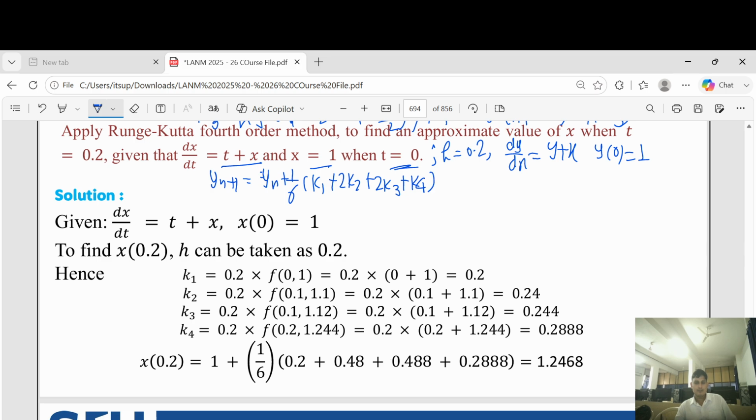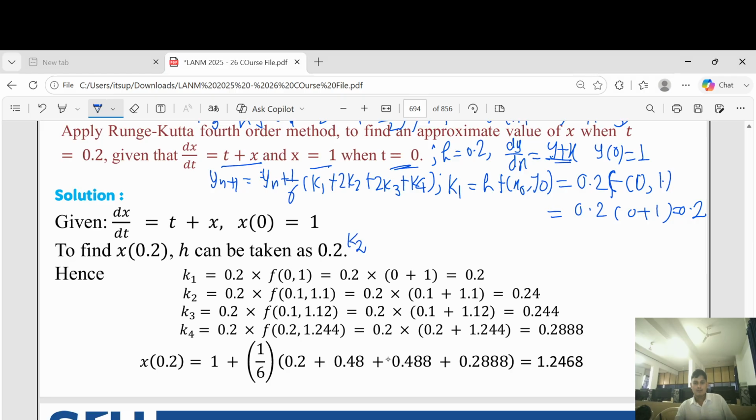Okay, so k1 is h of f of x naught comma y naught. So the h value given is 0.2. F of x naught comma y naught means x naught is 0, y naught is 1, so f of 0 comma 1. F of x comma y is given as y plus x. So f of 0 comma 1 is 0.2 times, in place of 1, we put here 1 plus 0. So this is 0.2 times 1 plus 0.